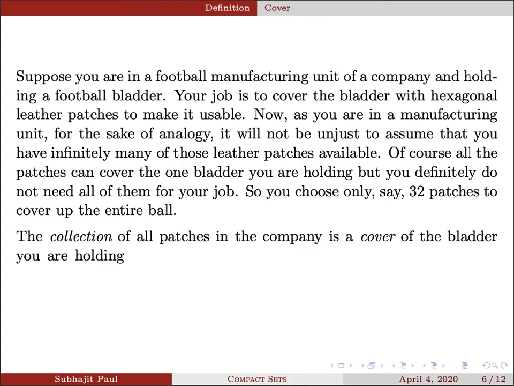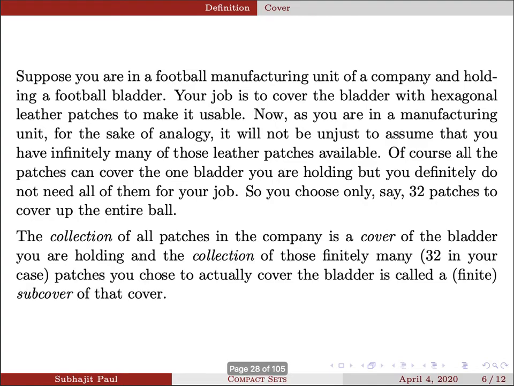Now the collection of all leather patches in the company is a cover of the bladder you are holding. All of them together can cover the entire bladder, of course. And the collection of those finitely many patches, the 32 you chose to actually cover the bladder, is called a finite subcover of that cover. Alright, so this is what is called a cover and subcover in the general meaning.